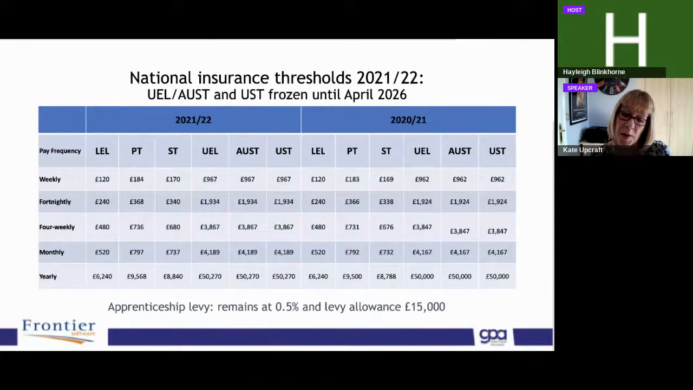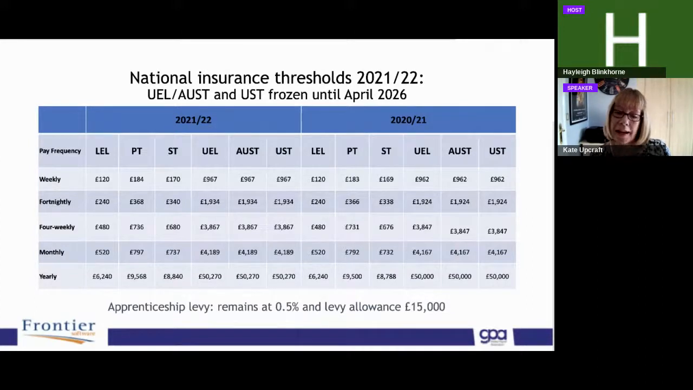But at the 3 lower thresholds, that's the lower earnings limit, the primary threshold and the secondary threshold, which is where you start paying Social Security in the UK. Those are the ones that we're not quite sure what the government will do going forward, because they've made no commitment about them.